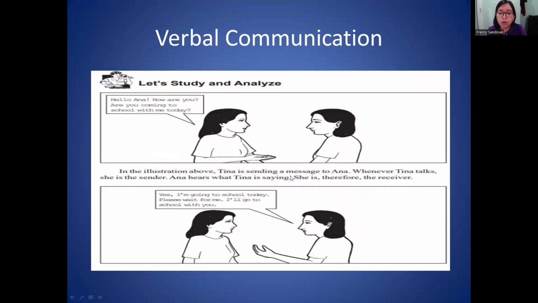Hello, Anna. How are you? Are you coming to school with me today? Yes, I'm going to school today. Please wait for me. I'll go to school with you, replied Tina. So in this comic strip, the two girls are talking. They are using words. That's why it's called verbal communication.